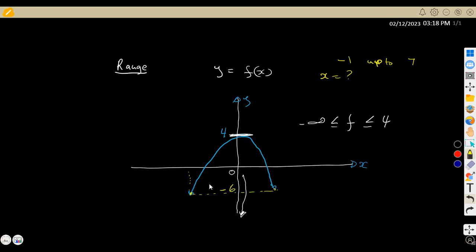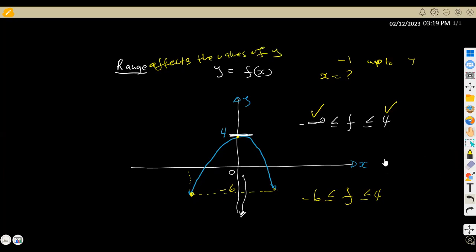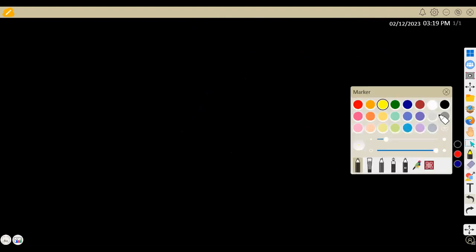You are no longer writing it as from negative infinity up to 4, but you are now limited from -6 up to positive 4. So you can write that the values of y represented by f are greater than or equal to -6, but less than or equal to 4. You are now writing as per the given graph that you have. That is how you take the range. Range affects the values of y. That's the values of y. And domain affects the values of x, where our graph can be operated from.